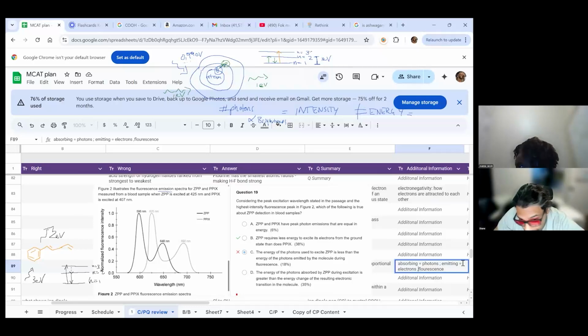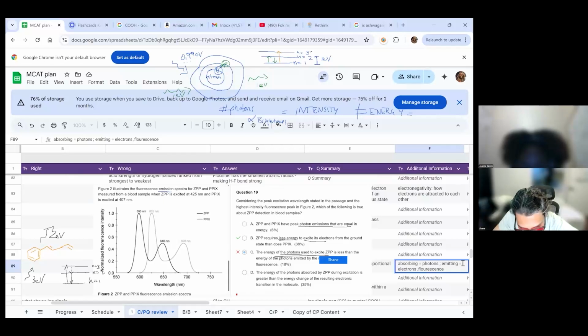So I don't even really need to, well, we don't even really need to see this. Well, actually, we do, meaning the graphs. But you see how the questions are all talking about photon emissions that are equal, less energy to excite from the graph, right? Energy of the photon during excitation is greater than the energy change of the resulting electronic transition in the molecule.